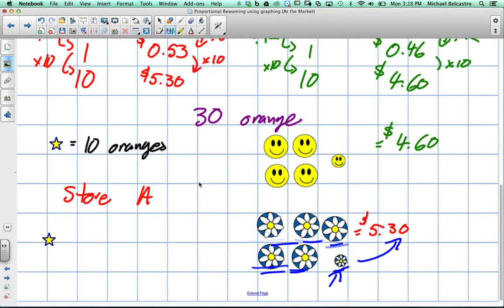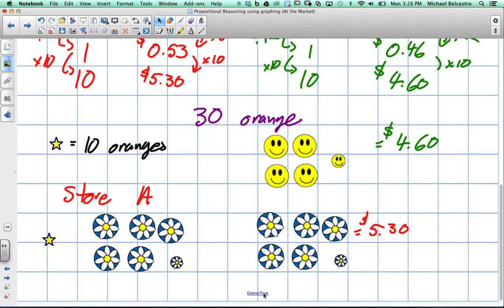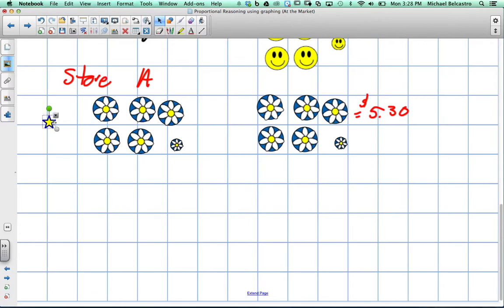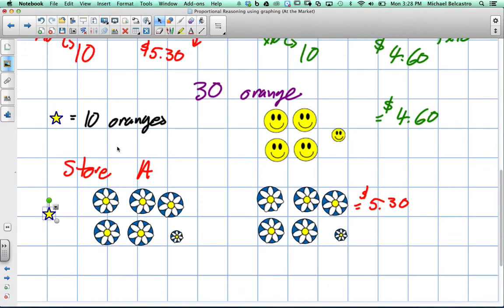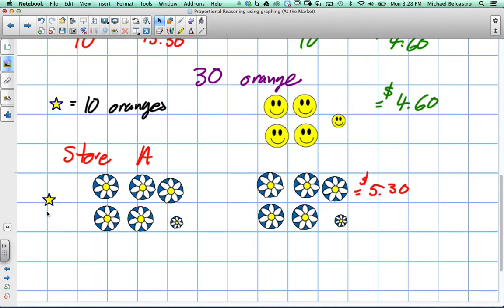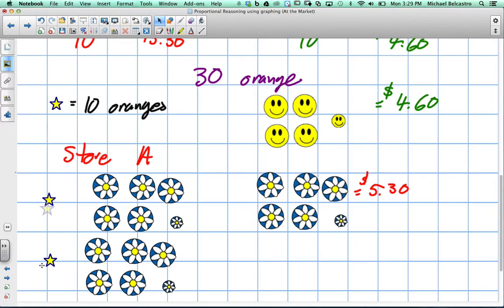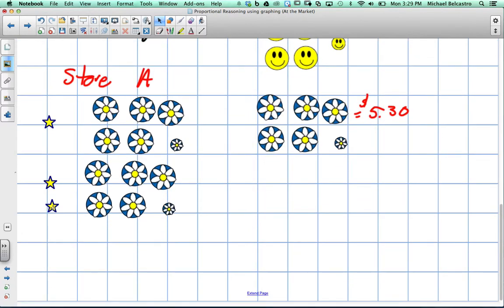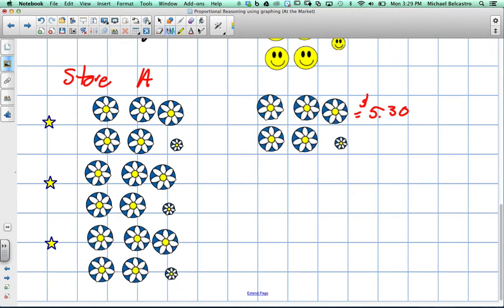So at store A, we know the flowers are the price. Each of these stars represents 10 oranges. Well, every 10 oranges, we need $5.30. So we can do this a few times over. Let's roll up. That's 10 oranges. This would be 20, which would again need another $5.30. And finally, this would be 30 oranges, which again would need another $5.30. So we kept that in mind.